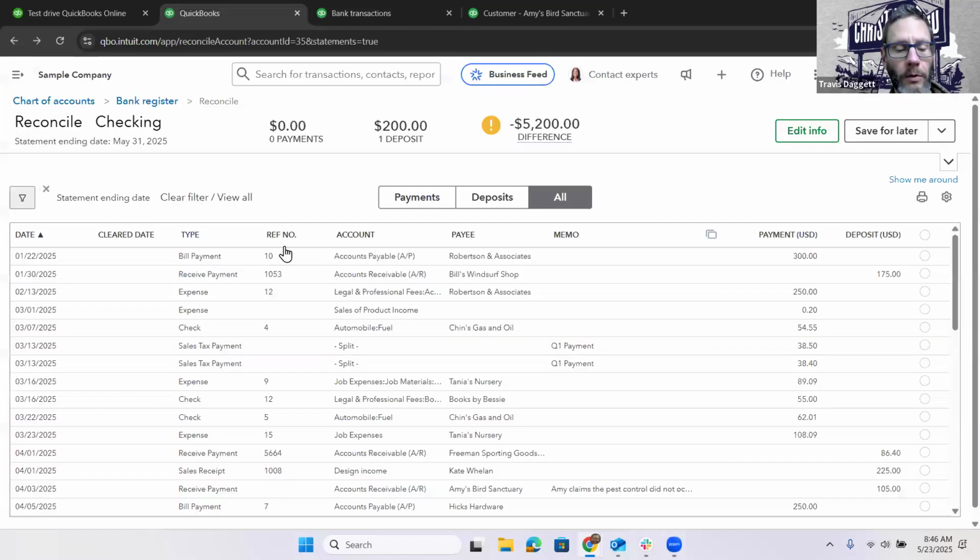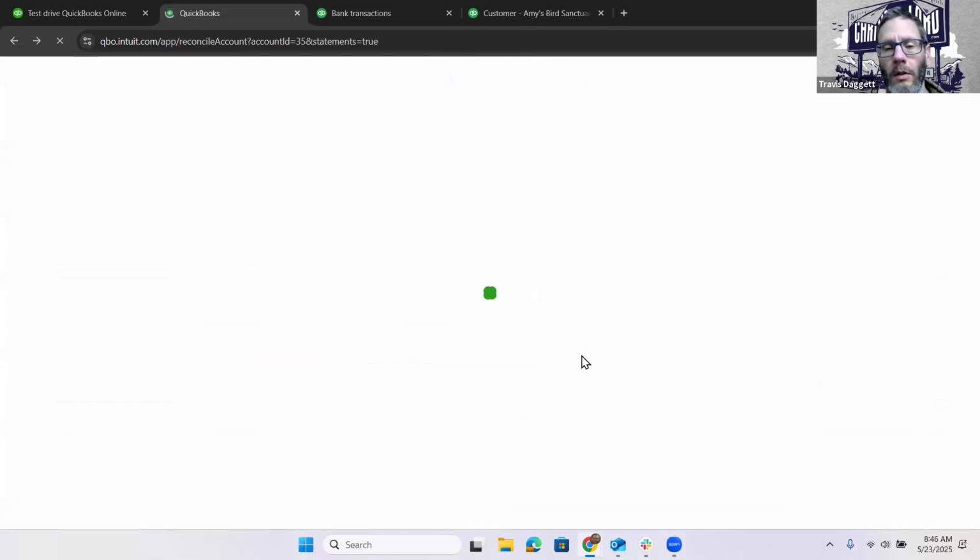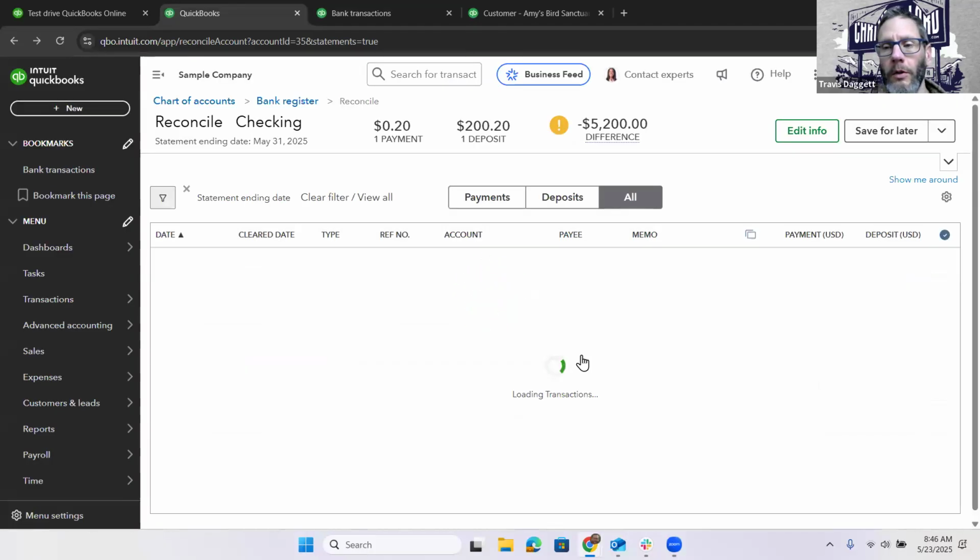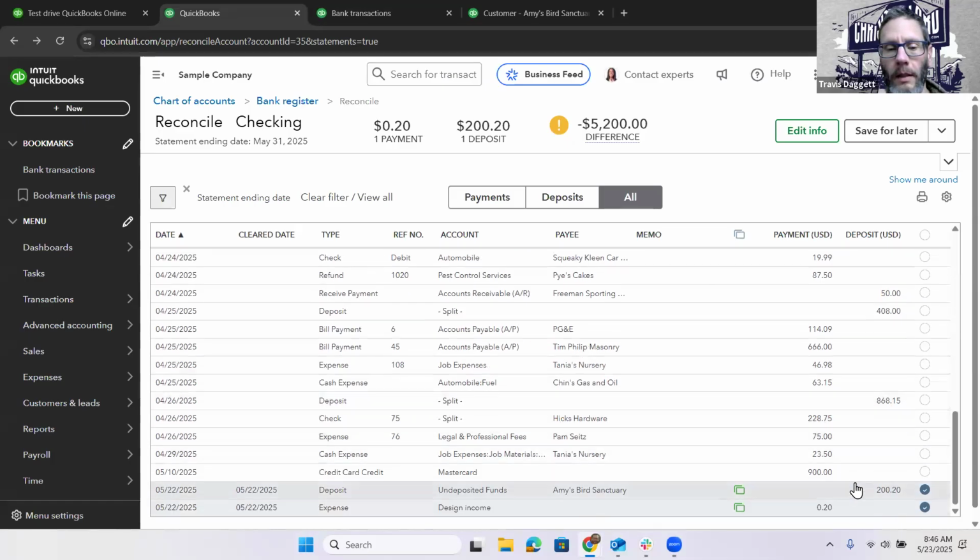If we go back to our rec screen and refresh, we see only, or we should see only, the payment received. And then we see an offset of 20 cents right here, as an expense. But so the net is $200, which is exactly what we want in our checking account. So we know this can reconcile and it'll match the statement.